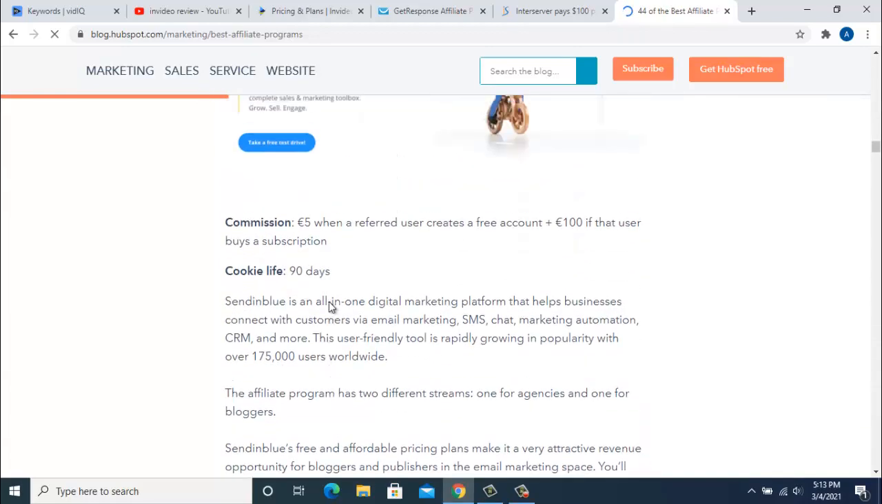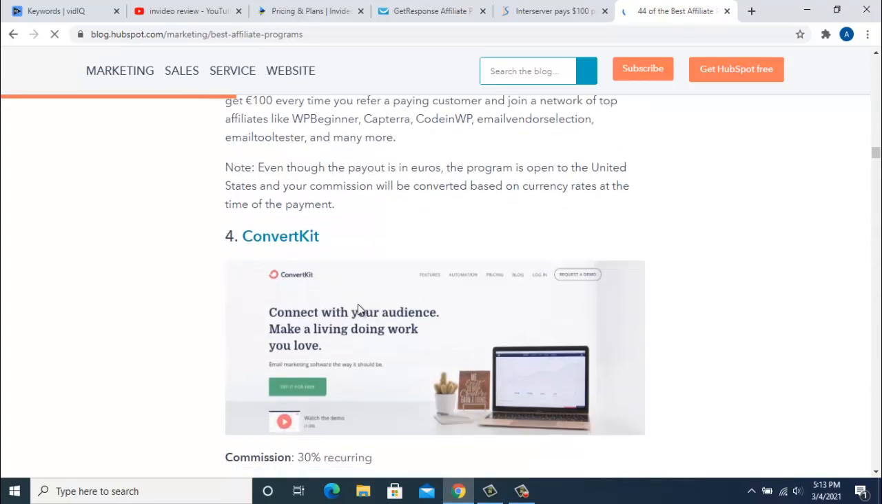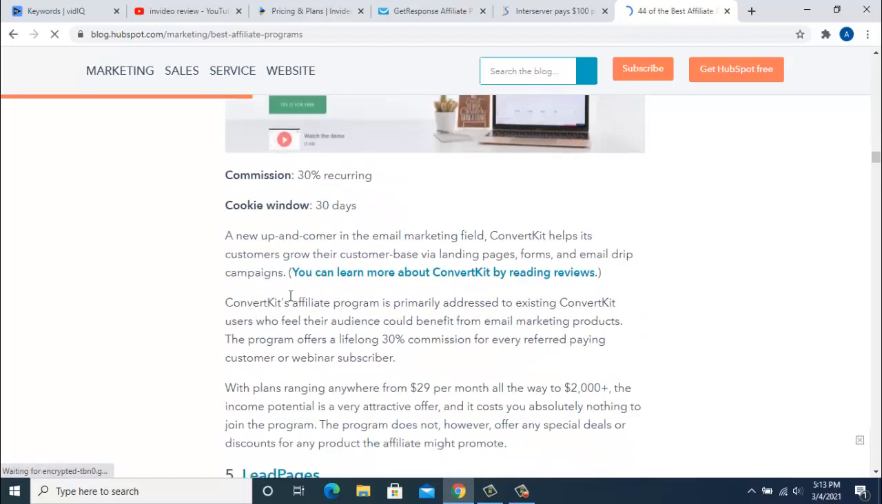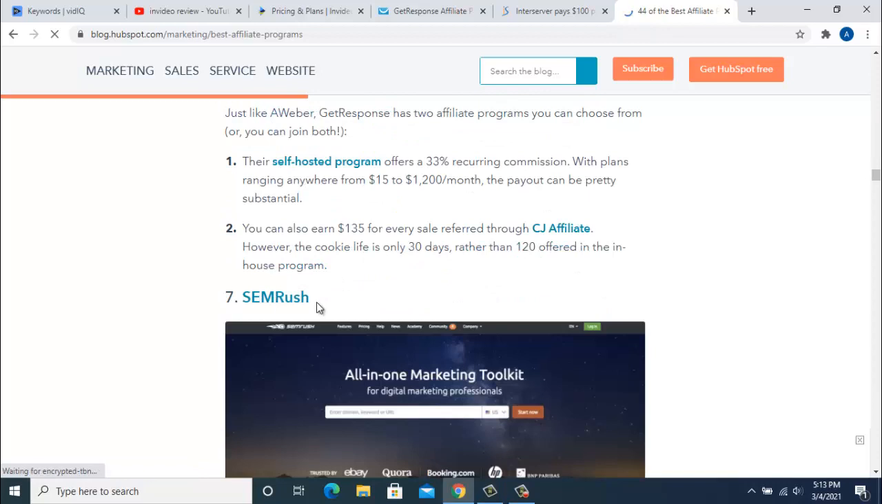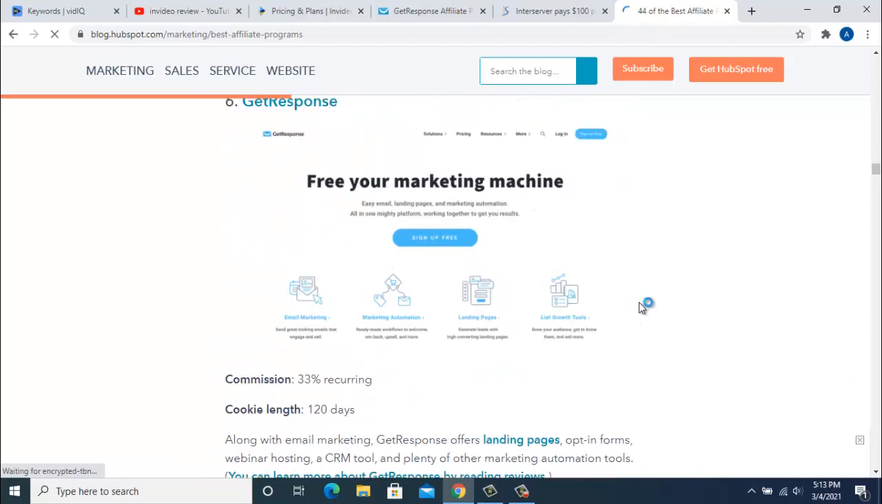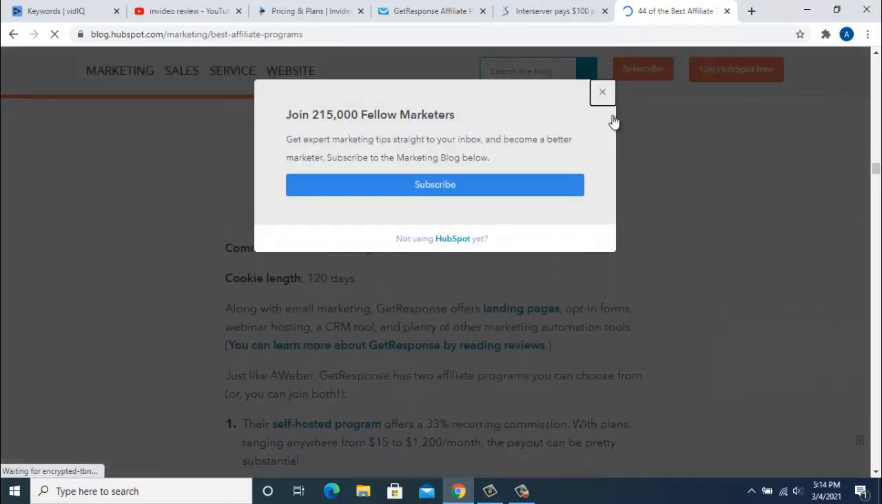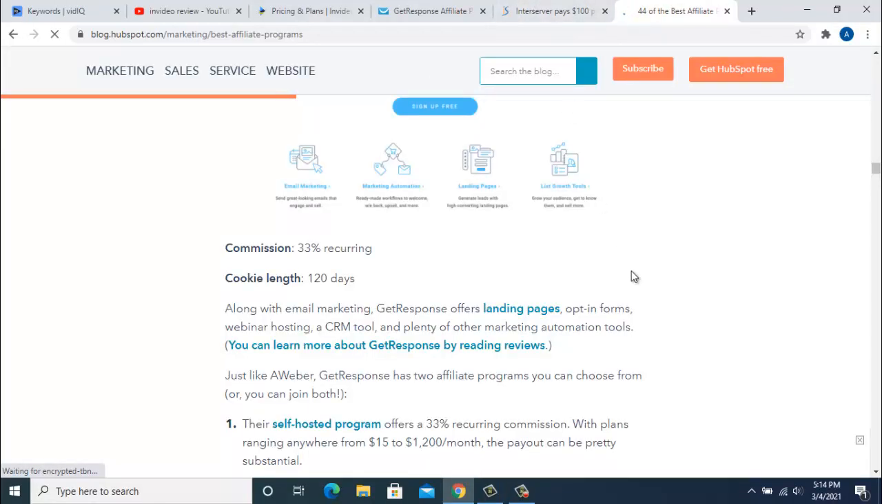So what you want to go ahead and do is list down the names of these products: ConvertKit, Lead Pages, okay, Get Response, SEMrush, right? So what you want to do with this method is list down at least 200 different software tools that have an affiliate program. You can easily do that on Google here. Like on this page we have 40, on the other page we have more than that.